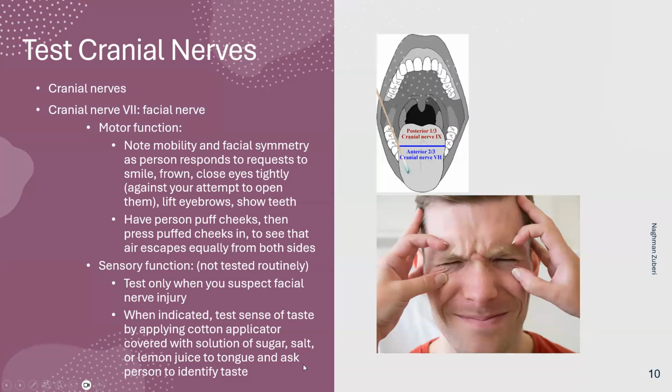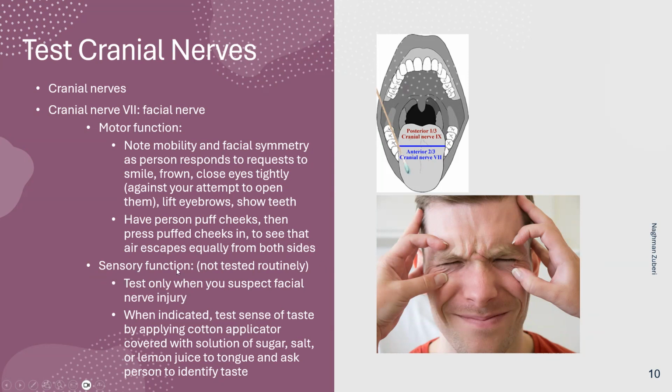Then comes the facial nerve. The motor function: note mobility and facial symmetry as the person responds to requests to smile, frown, close their eyes tightly against your attempt to open them, lift the eyebrows, show teeth. We have discussed the different lesions which cause Bell's palsy in our lecture on the cranial nerves as well. Have the person puff cheeks, then press the puffed cheeks in to see that the air escapes equally from both sides.